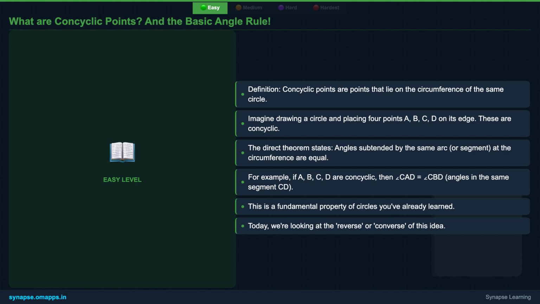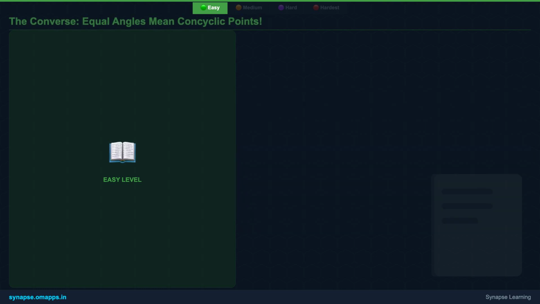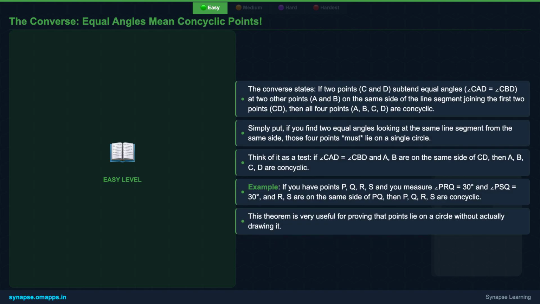Today, we are flipping this idea around. We are looking at the reverse or converse of this rule. So, what's the converse? It's incredibly useful. The converse states, if 2 points, say C and D, create equal angles at 2 other points, A and B, and these points A and B are on the same side of the line segment CD, then all 4 points A, B, C, and D must lie on the same circle.